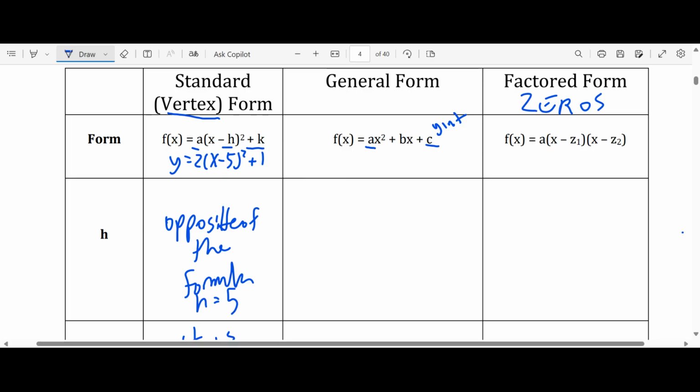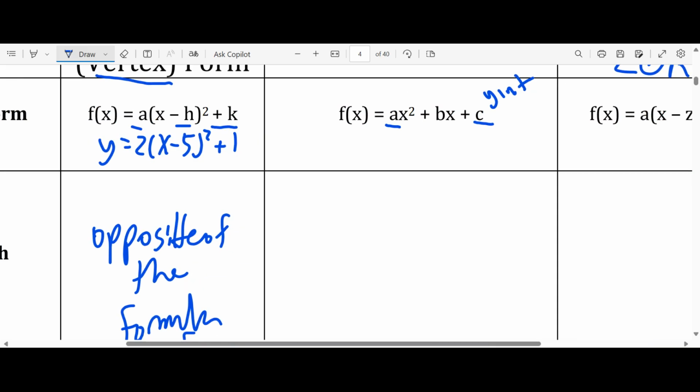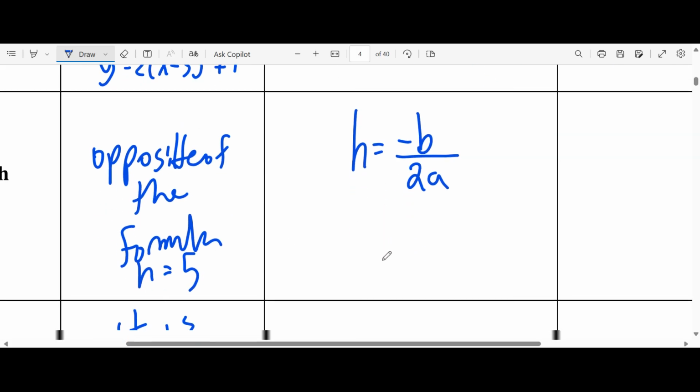Now, these next guys here, we're going to have a strict series of formulas. So on these, we've got the H value. Now, you know how you use the quadratic equation and you use A, B, and C for different things? This works the same way. So H is equal to negative B over 2A. You do not need the C for this one. That does not change anything.